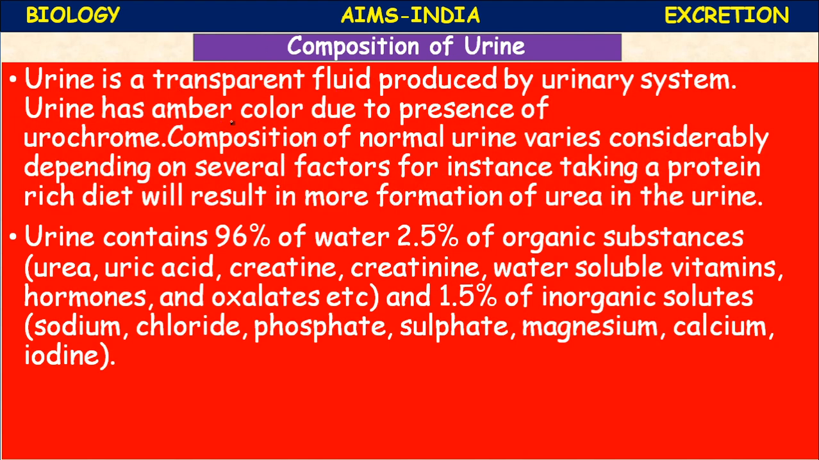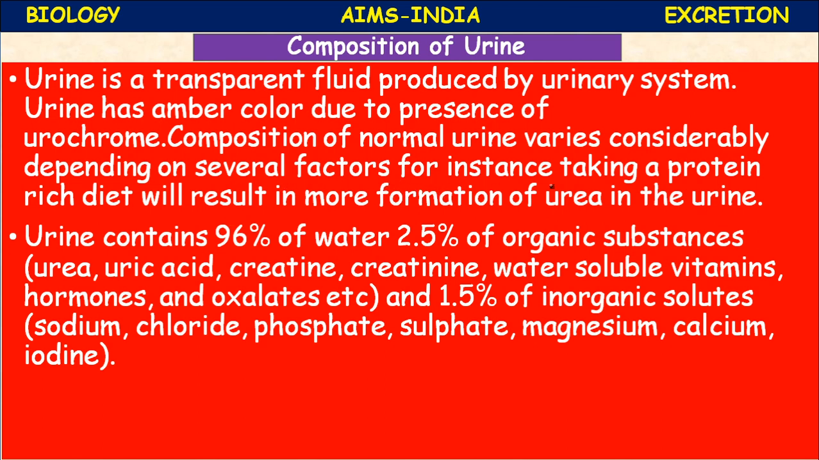Urine is a transparent fluid produced by the urinary system or excretory system. This urine has an amber color due to the presence of a pigment called urochrome. Okay, pale yellow in color, light yellow in color. The composition of normal urine varies considerably depending on several factors.